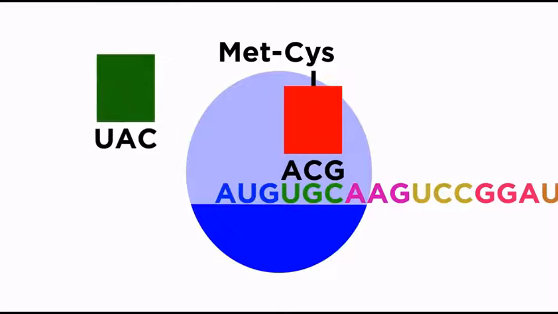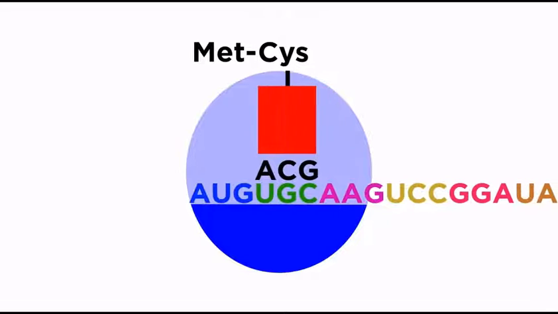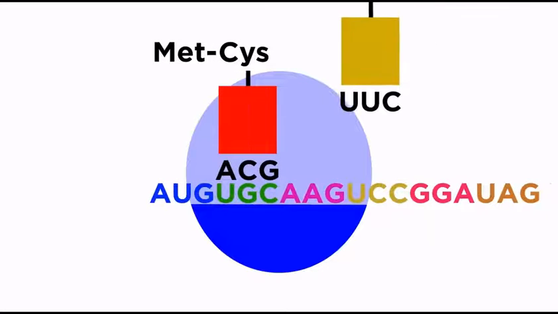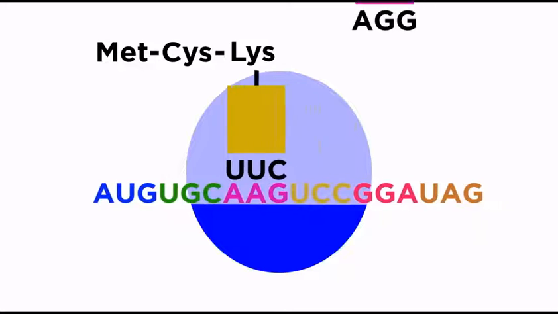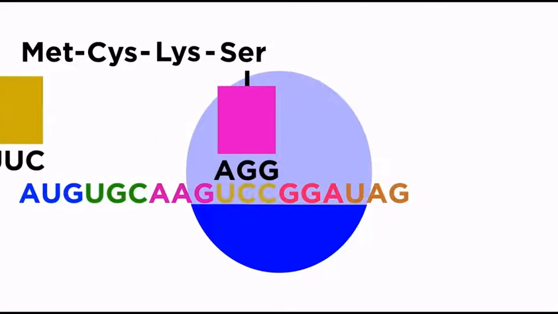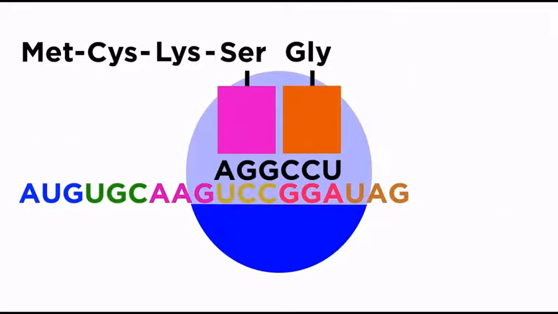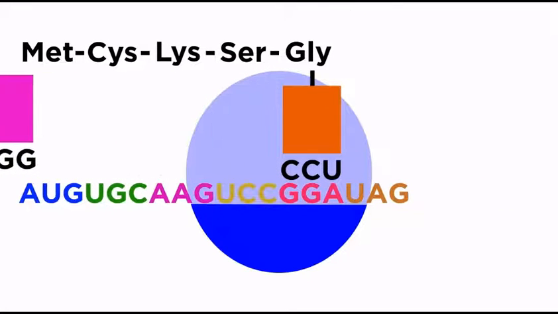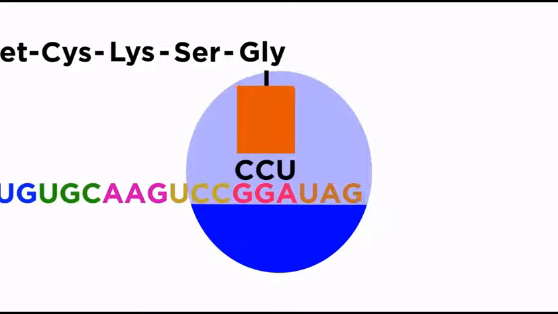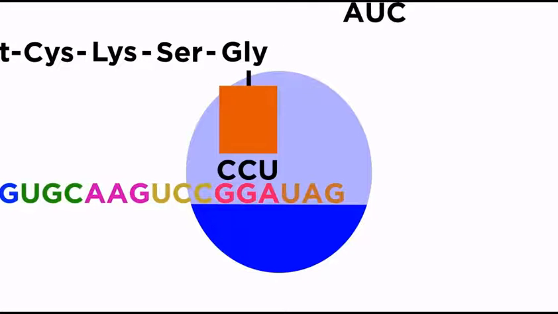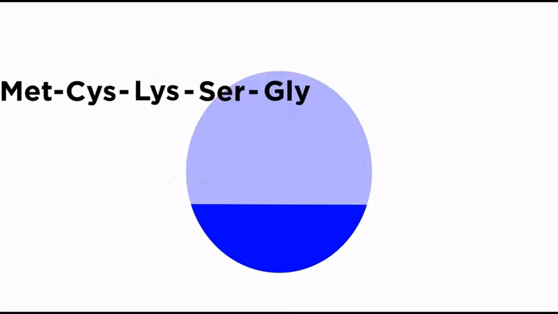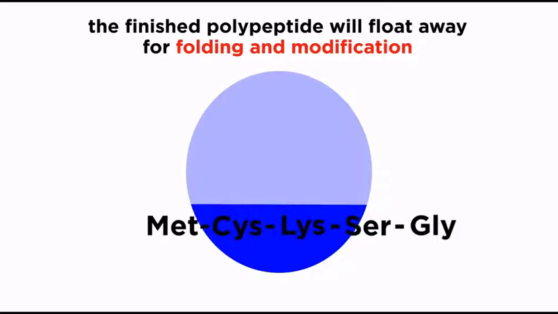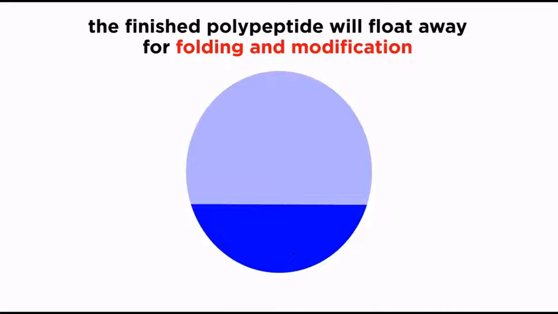The first tRNA detaches and leaves the ribosome, which has shifted over, making room for the next tRNA. The new amino acid links to the first 2, and this process continues all the way down the mRNA. As tRNAs enter and exit the ribosome in a sequence that is dictated by the codons on the mRNA, a polypeptide chain will grow. This continues until a stop codon is reached, at which point the completed polypeptide will swim away, most likely entering one of the cell organelles for folding and further modification.